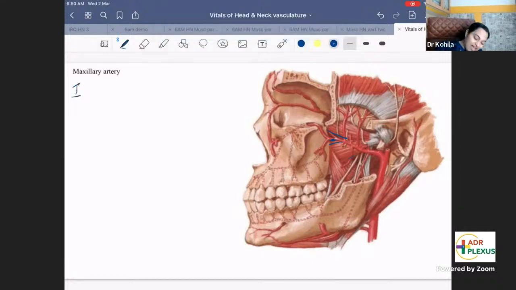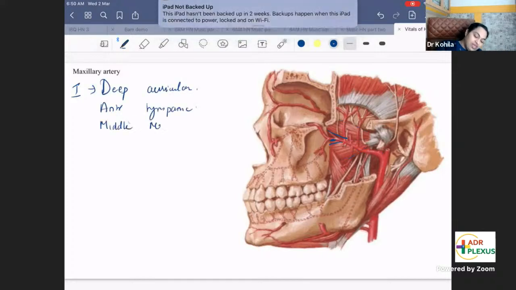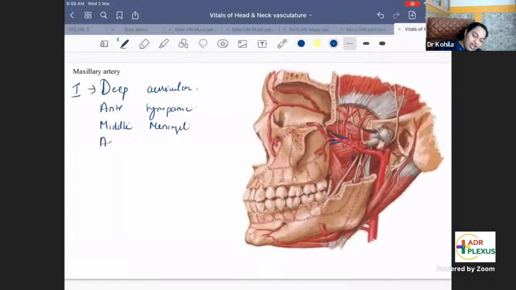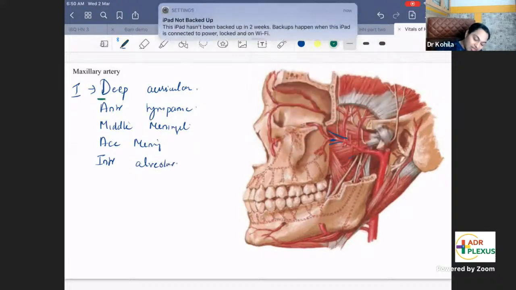Branches from the first part: deep auricular, anterior tympanic, middle meningeal, accessory meningeal, inferior alveolar. Someone is asking me for a mnemonic; this is how I remembered. Second part is easy.